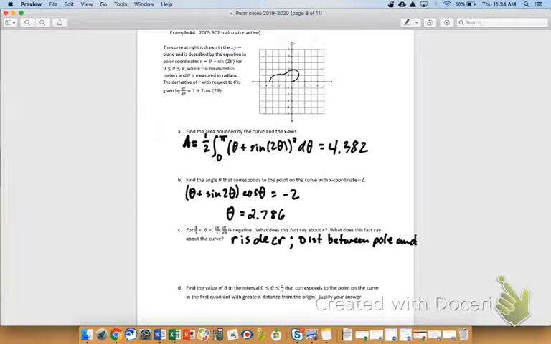If we said R is decreasing on an AP exam, we're going to talk about that in a second. How else could you describe this? It says, what does this fact say about the curve? From the curve's perspective, the curve is closing in, getting closer. Yeah, there you go. You say the curve is getting closer to the pole.